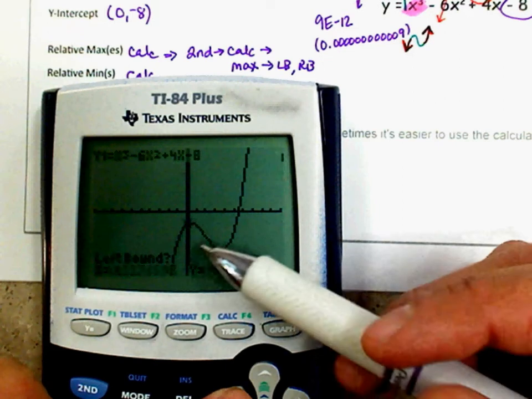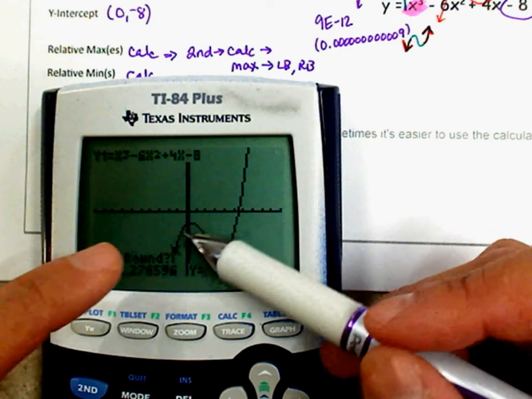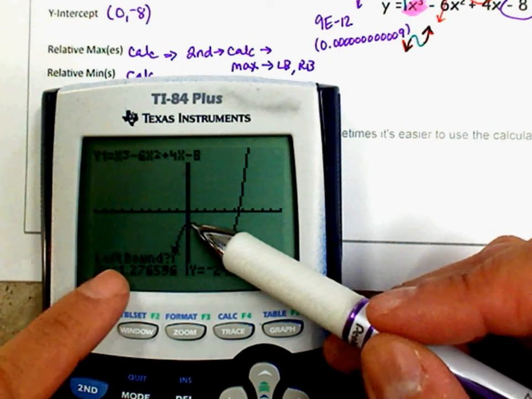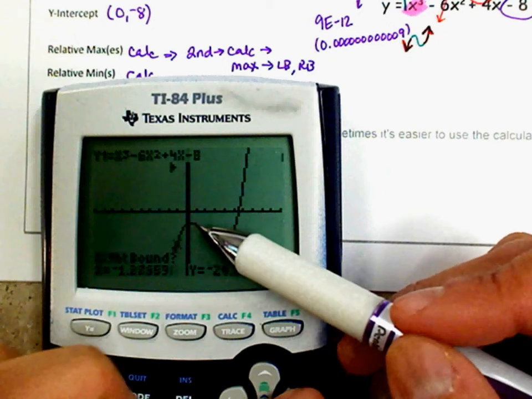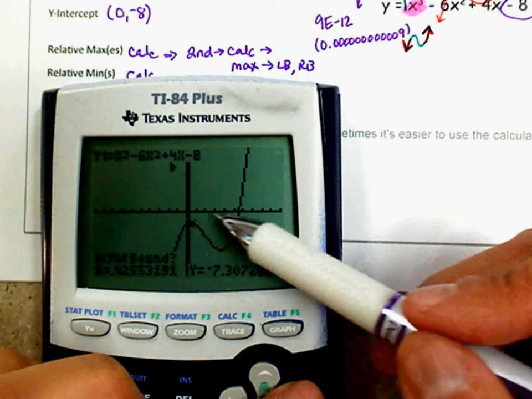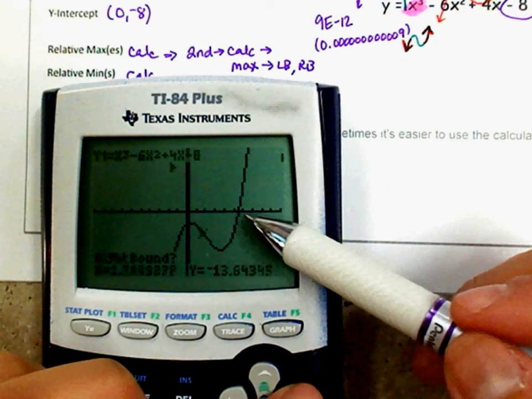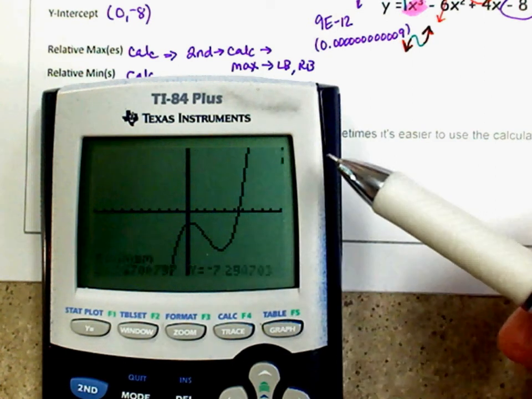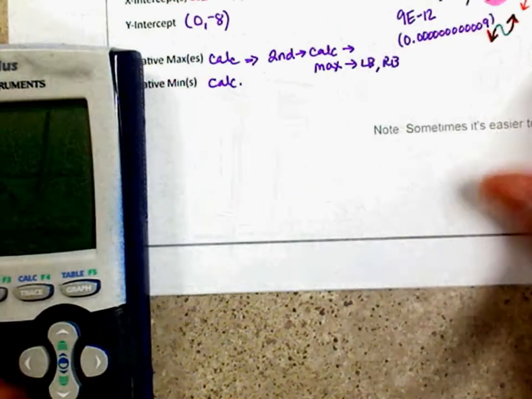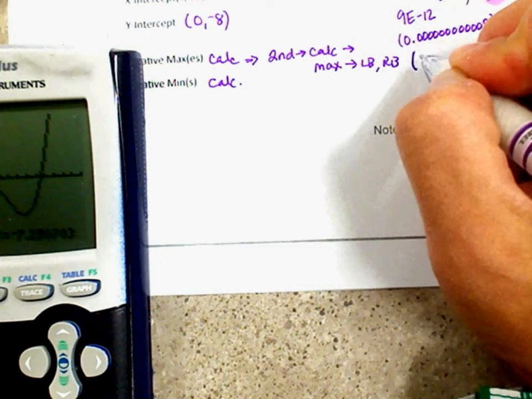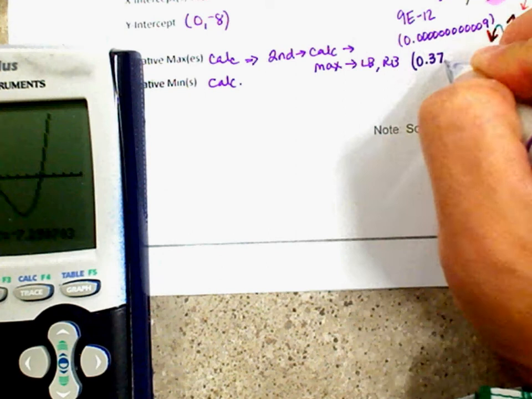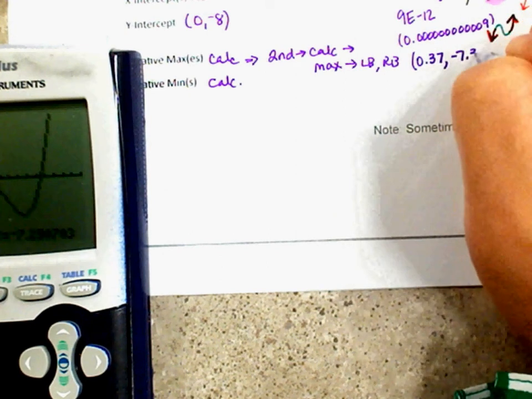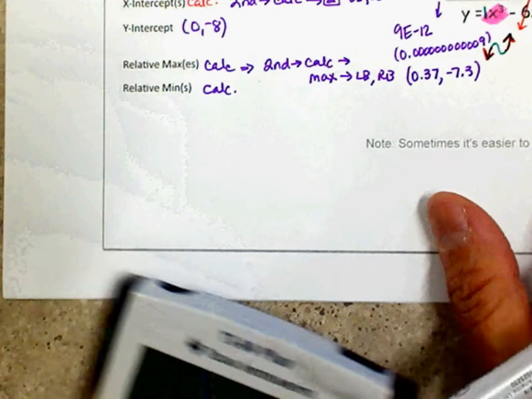Don't use up and down arrow, use left and right arrow because you're moving left to right. Here's my maximum. You just have to be somewhere to the left of this maximum. For your left bound, push enter. You have marked it. Now, there's your maximum somewhere. We're going to go to the right of that. See the change? And there's your enter. So what is your maximum point? Well, that point is (0.37, -7.3). There is your maximum.